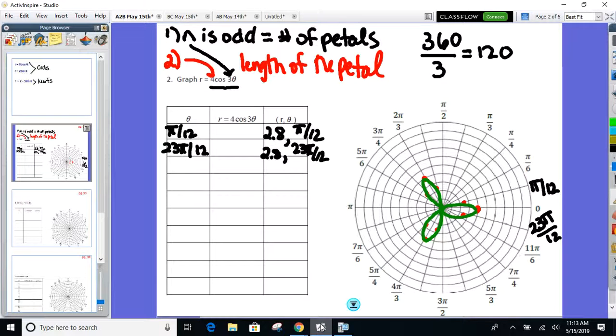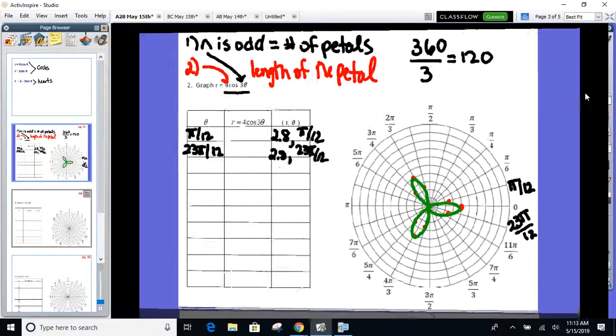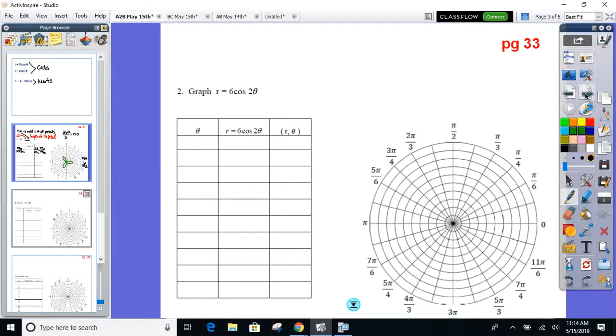Cosine, and again, cosine always starts on the x-axis. First number tells you the length. All right, now what if this bad boy's even? Okay, if it's odd, that's the number of petals you get. Now I want you to go to page 33 now.